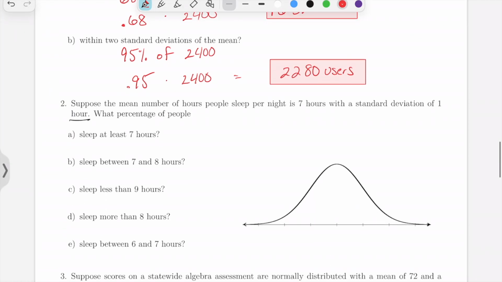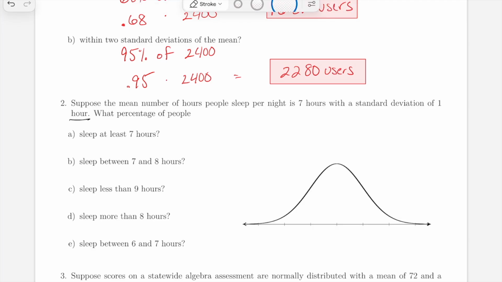Let's go ahead and look at some more normal distribution graphs. Suppose that the mean number of hours of people that sleep per night is 7 hours with a standard deviation of 1 hour. These problems are just made up, so I don't know that that's necessarily true. Don't take this for a scientific study. This is just to make some nice numbers here. What percent of people sleep at least 7 hours?